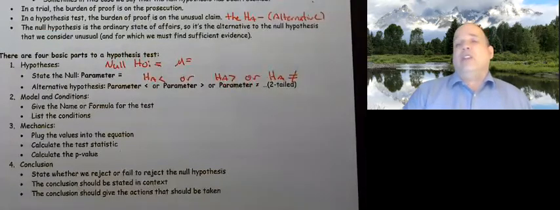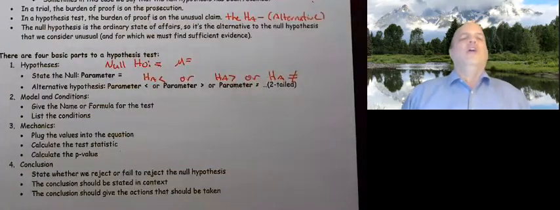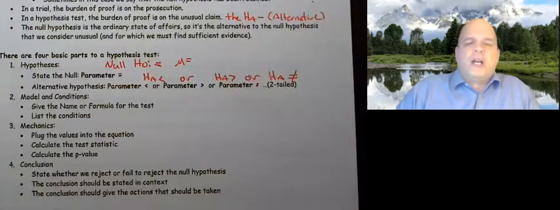Because if it happens 25% of the time, that's not common, but it's not really that rare. So we want something really rare in order to reject the null. And typically we state that at an alpha level, when we get a p-value less than 0.05.